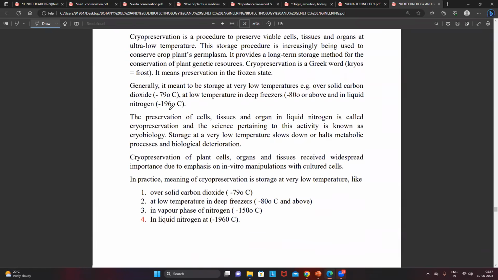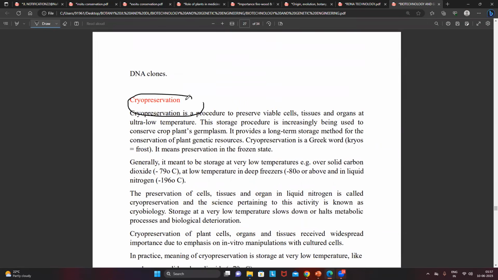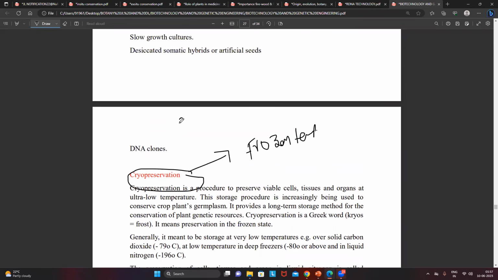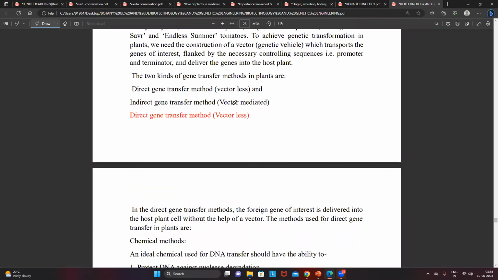And once again, the question which is continuously asked in the exam is on the cryopreservation technique. What question will they ask? Which of the following techniques always requires frozen temperature? Or which of the following techniques will use solid carbon dioxide? Which of the following techniques always uses liquid nitrogen? In this way they asked questions in the previous papers, so you have to remember only that.